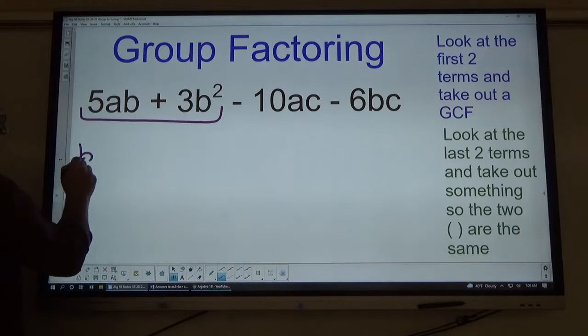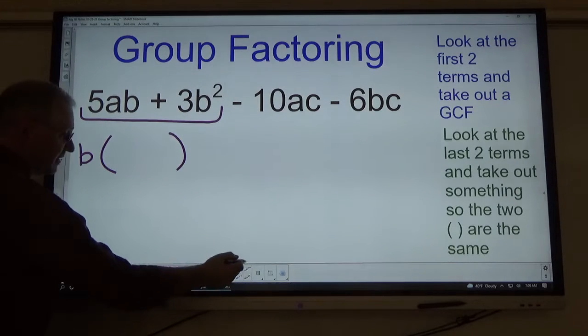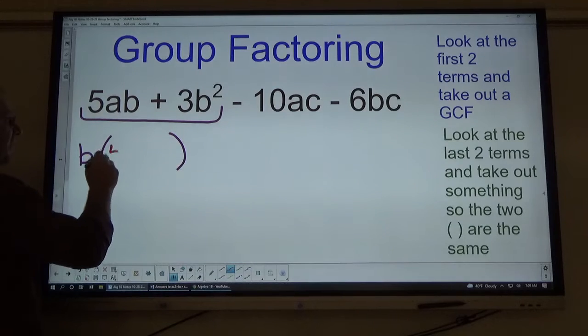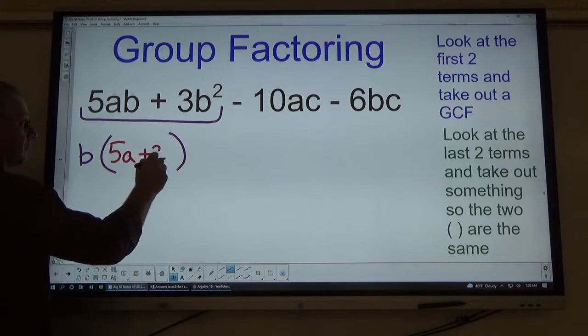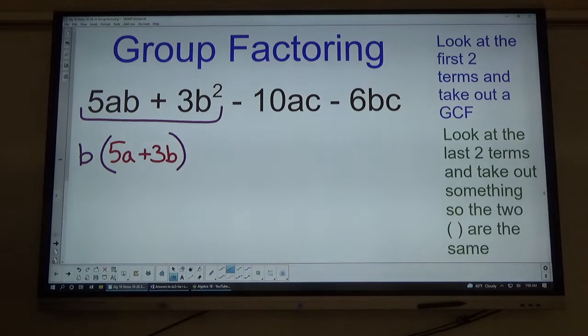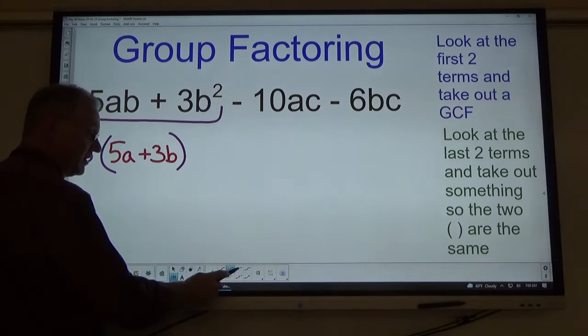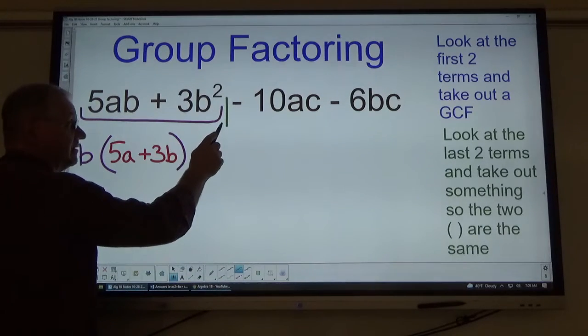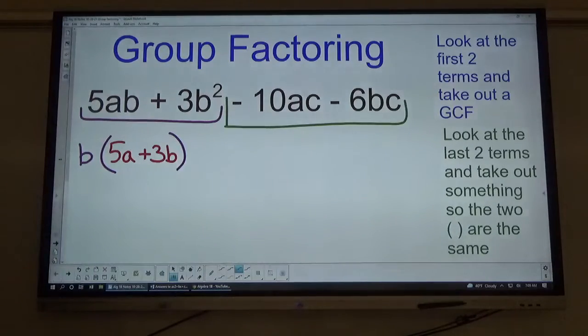So if I factor out a b, what's left in the parentheses here would be 5a plus 3b, because b squared divided by b is b to the first. Now when I look at the next parenthesis, I include the sign all the way to the end. So the sign between the second and the third gets included with the second half. I want to factor something out of those last two so that I end up with the exact same interior parenthesis that I did in the first one.